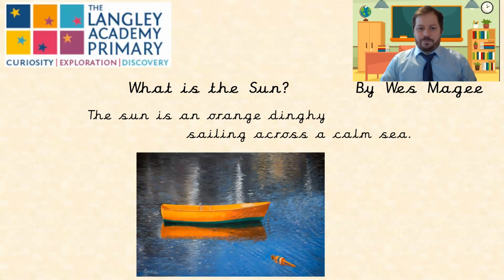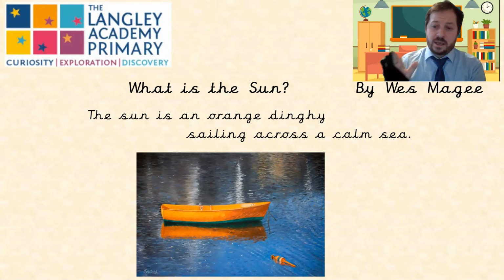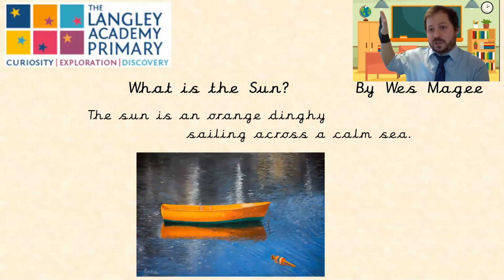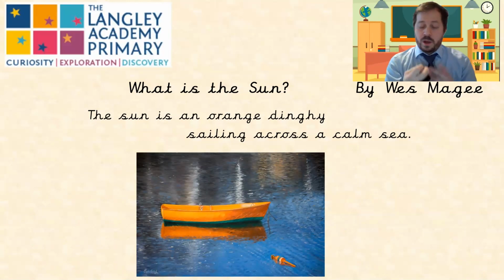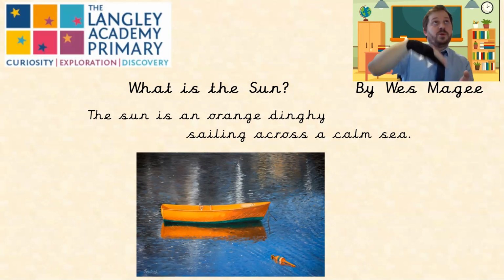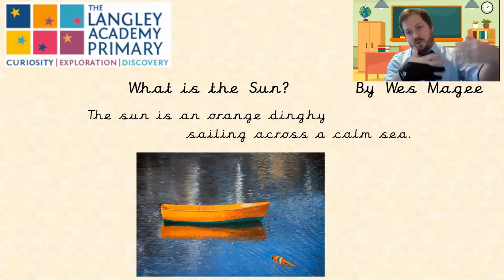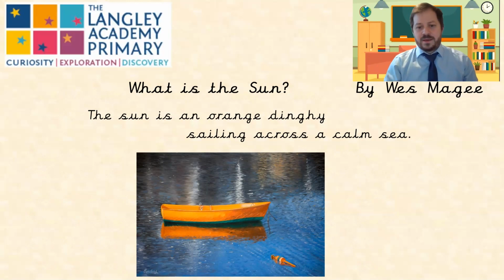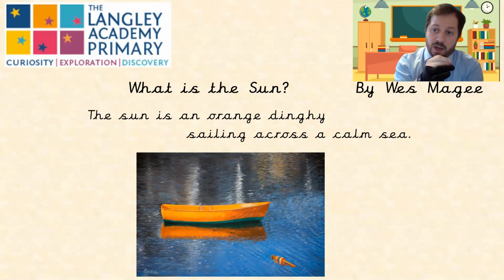So what is the sun? The sun is an orange dinghy sailing across a calm sea. Now this works in two different ways. They're saying the calm sea is the sky, and the orange dinghy is the sun floating across the sky. This works in lots of ways because a dinghy floats, and that motion of the sun traveling across the sky is very much like that. A calm sea is blue, a reflection of the sky, and therefore works nicely. It also links colour, orange, to the orange sun.